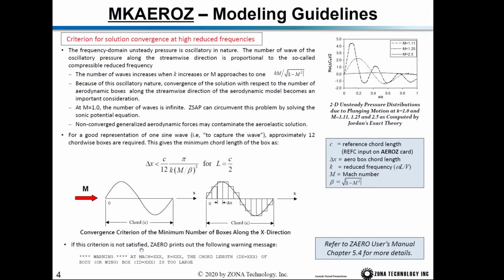If the criterion is not satisfied, ZAERO prints out the following warning message: warning, at this Mach number, this reduced frequency, the chord length equal to this number of body or wing boxes ID equal to that is too large. Once you have this warning message, you can either refine the model or put a negative sign in the MKLZ card of the reduced frequency, which will trigger ZAERO to use more Gaussian integration points to improve the convergence.